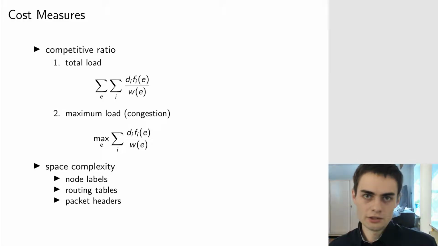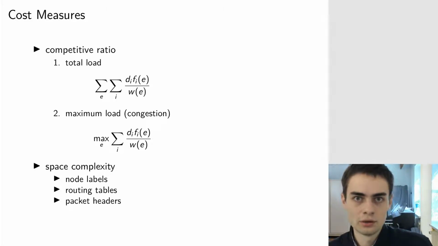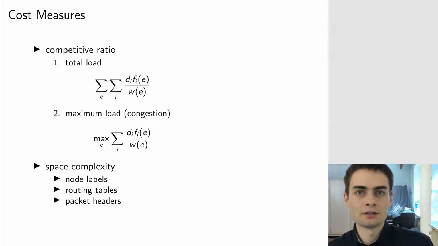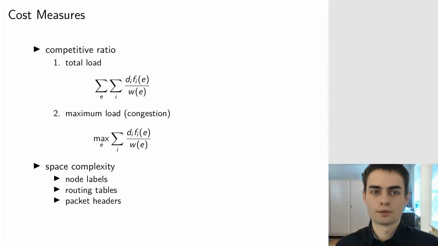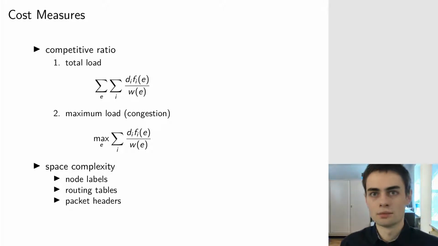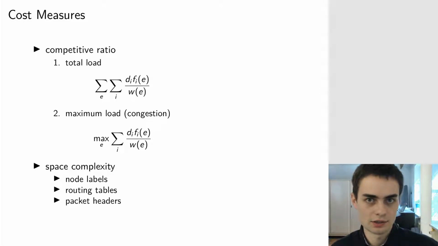Regarding the competitive ratio, there are two possible cost measures you can look at. So both of these are based on the load. The load of an edge is simply the amount of flow traversing the edge divided by the weight of the edge. And there are two kinds of cost measures related to this. There's the total load, that's the sum of all loads, and there's the maximum load, which is the maximum of all loads. This is also called congestion.